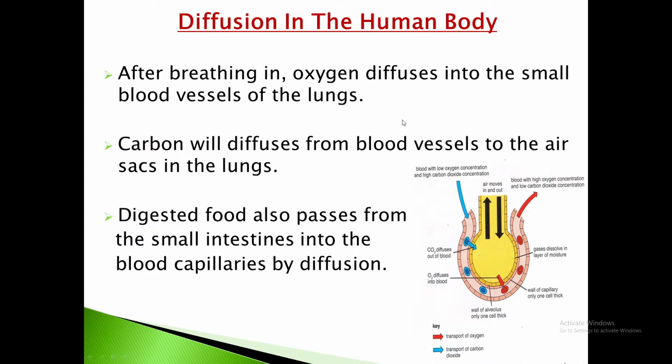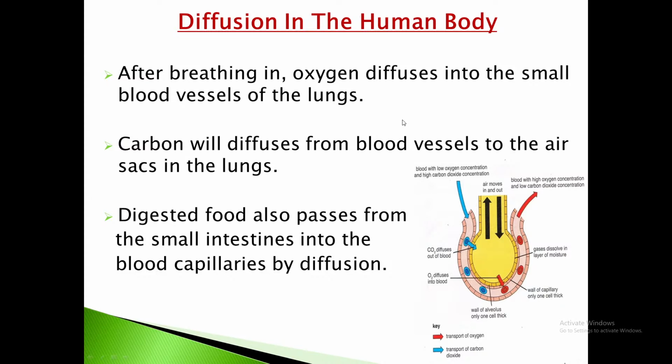Right, so diffusion in the human body. Now we're going to look at some substances that actually move from place to place in the human body by that process known as diffusion. Oxygen is what we will be focusing on now.